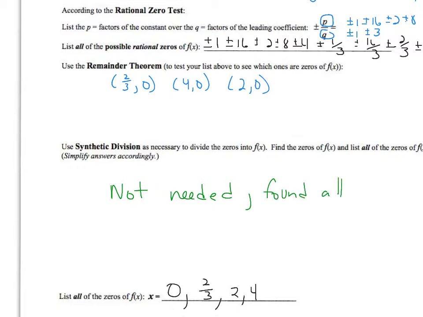Now, if you have complex or irrational zeros, you will not get this lucky. In this case, this was a nice one. Everything worked out pretty nicely.